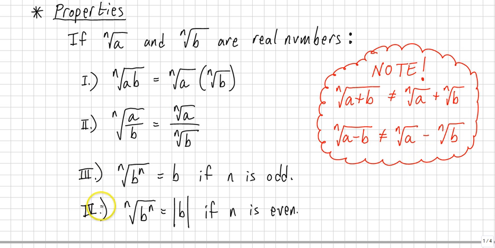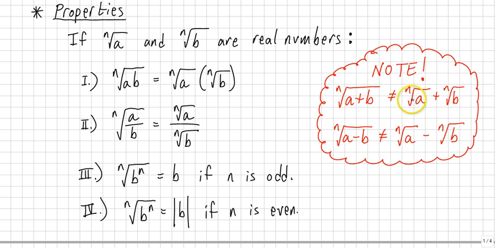And then I went ahead and threw in two of our properties that we talked about earlier, because they're so important. If you have the nth root of a number to the nth, if n is odd, then it just simplifies down to the base of the exponent. If n is even, it simplifies to the absolute value of the base of that exponent. We talked about those earlier, but I mentioned them again because we're going to use them again.